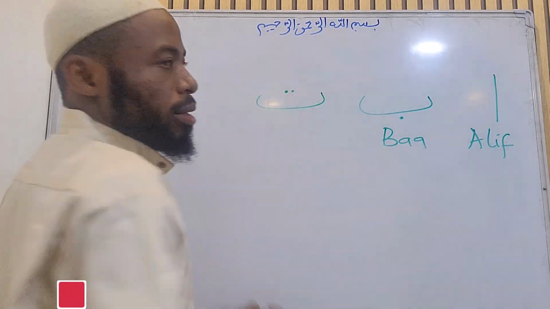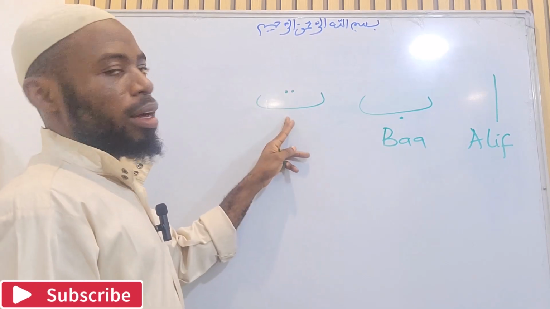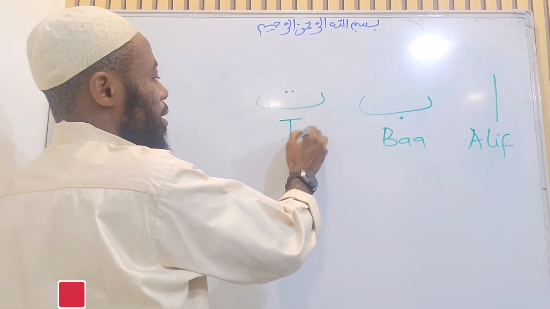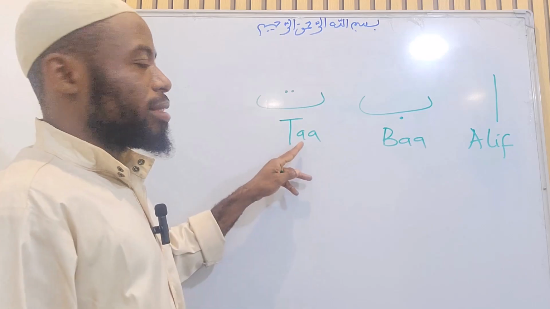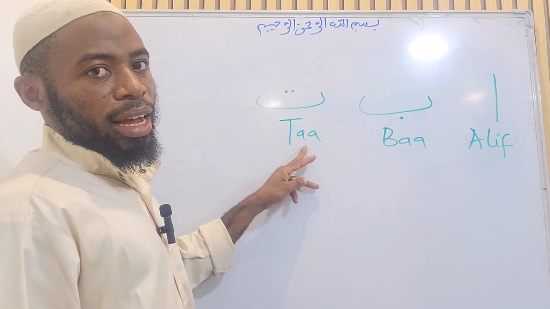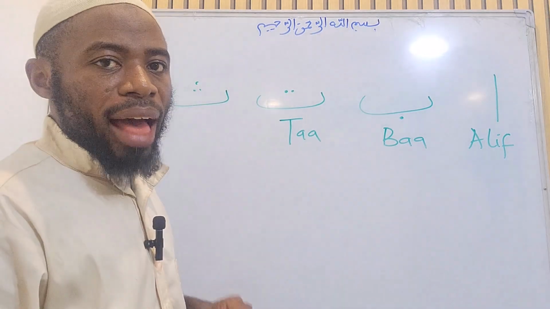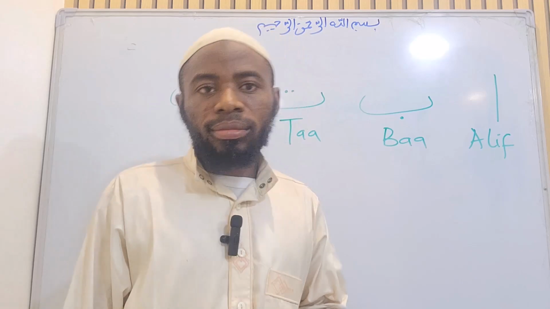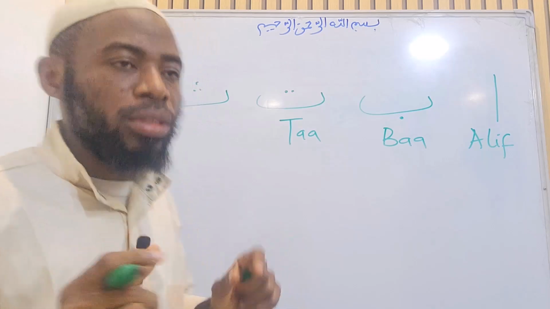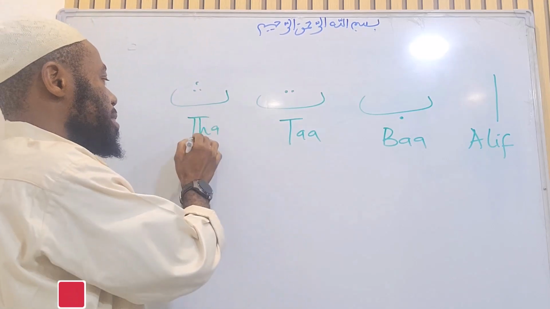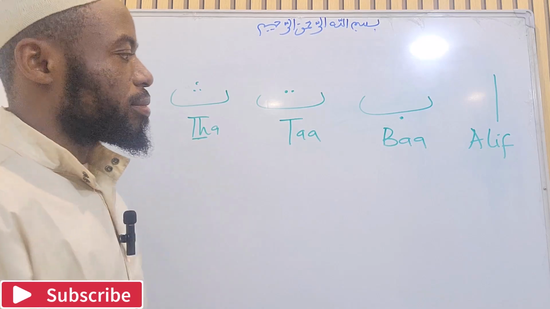Ta. Ta is spelled as Ta. This is spelled as Fa. Fa.